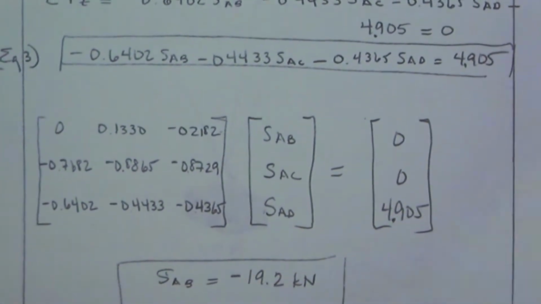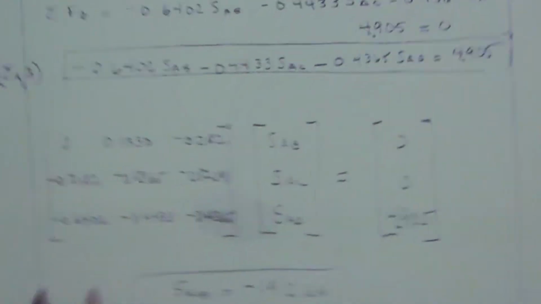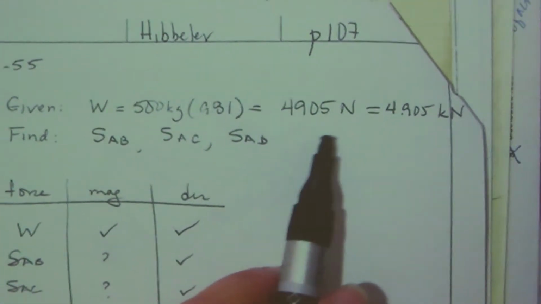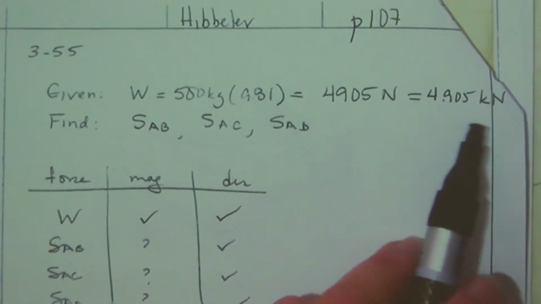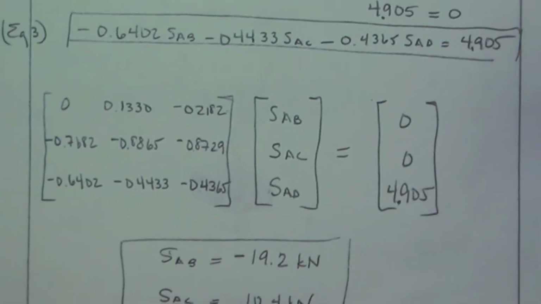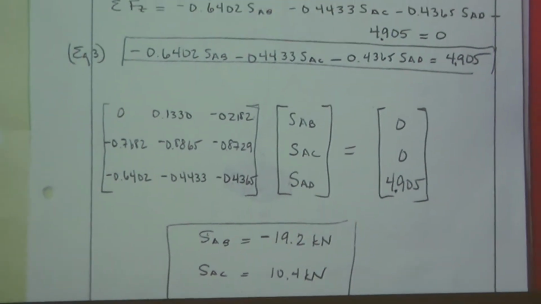I think it's a decimal because I'm coming up with kilonewtons. Initially, I calculated it as newtons, 4905 newtons, and then I converted it to kilonewtons, so I wasn't dealing with so many large numbers. Gotcha. Okay. So in here, if my answers came out to be kilonewtons, it would have been a decimal. Okay.